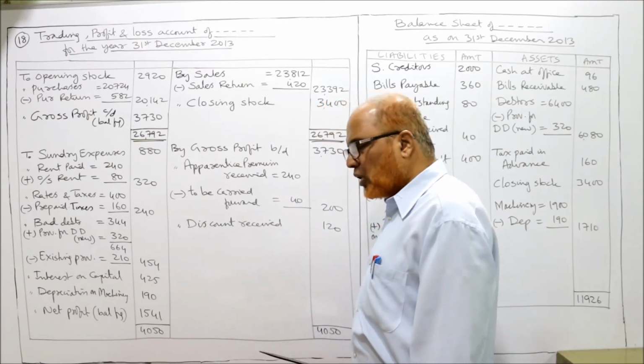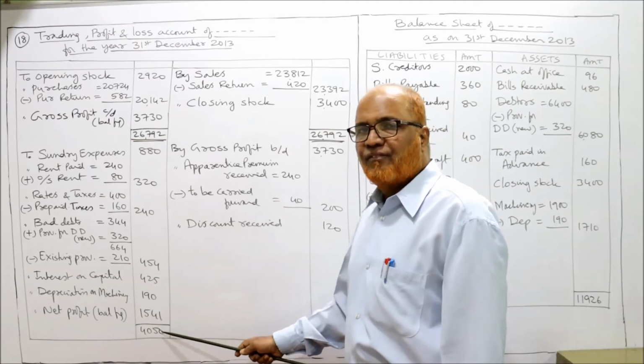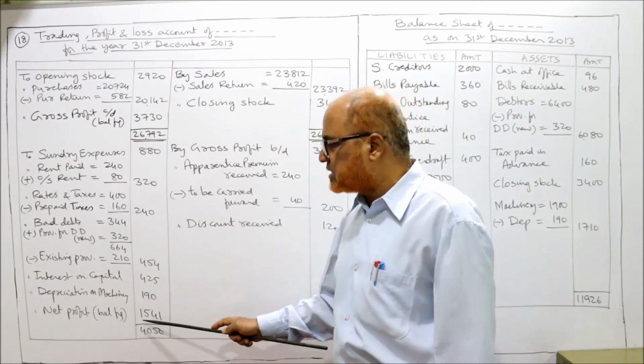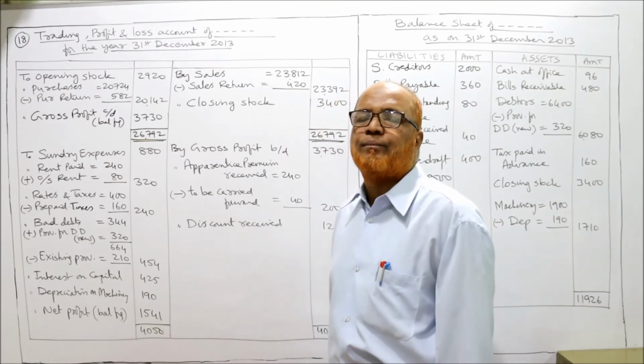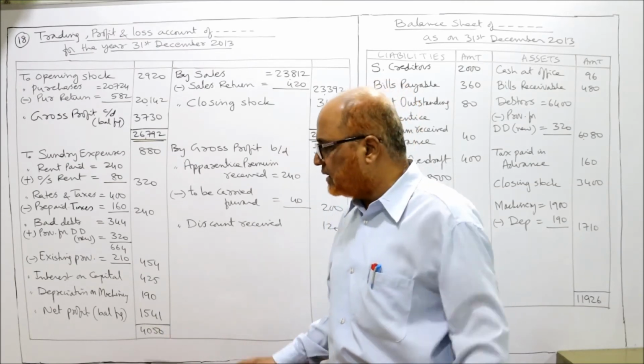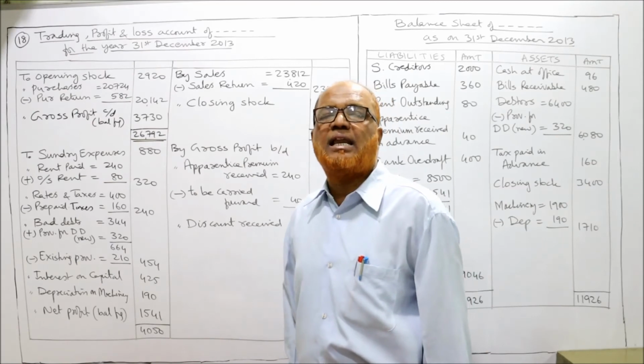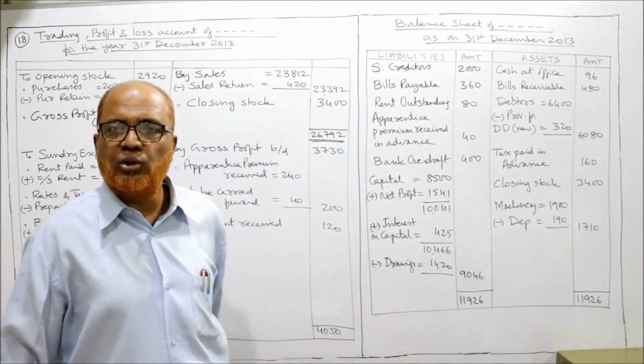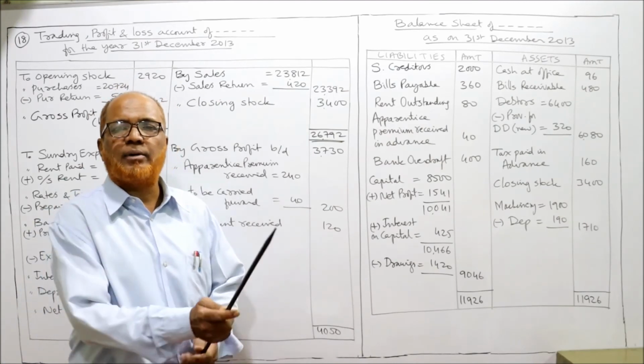So now take the total on the credit side 4050. From 4050 subtract all debit items, you are going to get a balancing figure of 1541. 1541, this is the balancing figure, and this is the net profit added up to capital. Over. So trading profit and loss account completed. Now I am coming to the balance sheet.